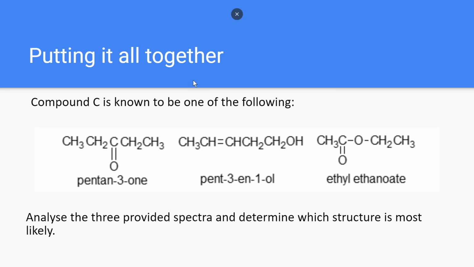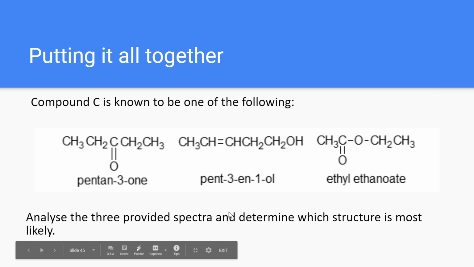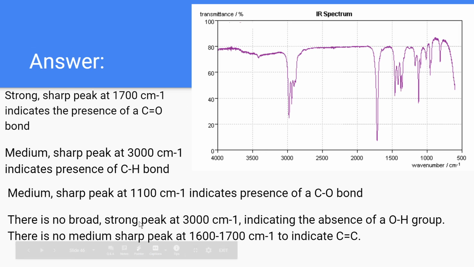Compound C is known to be one of the following. So compound C is either pentan-3-one, so a ketone, pent-3-en-1-ol, so an alcohol, as you can see here, or ethyl ethanoate, which means ethyl, this part of the molecule, ethanoate, this part of the molecule. So this is an ester. Analyze the 3 provided spectra and determine which structure is most likely. Alright, we can do this.